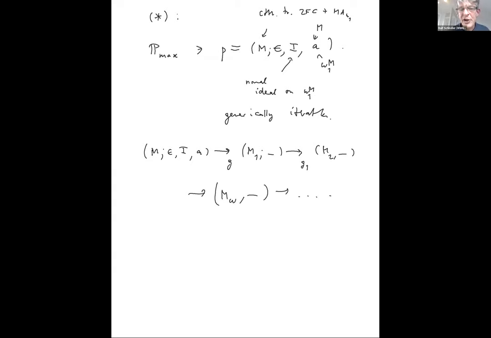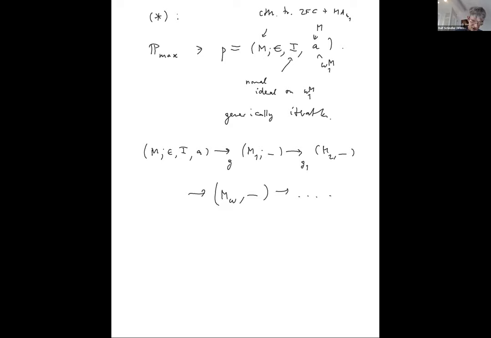So generic iterability means that no matter how I pick my generics along the way, I never run into ill-founded structures. And I want to be able to do that as long as I find generics, by which I mean as long as my structures are countable. As long as the structure is countable, you can force over it, you can pick in V a generic, you can take the generic ultrapower and so on. So that is what generic iterability means.